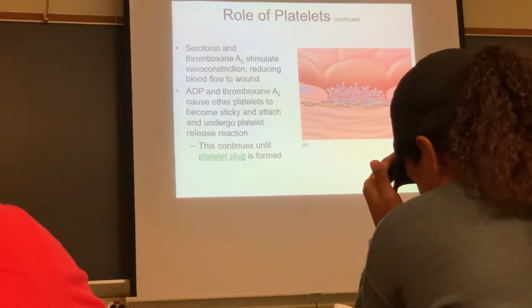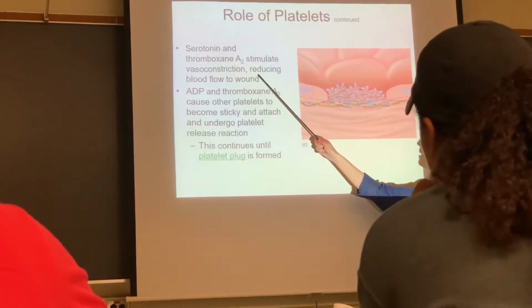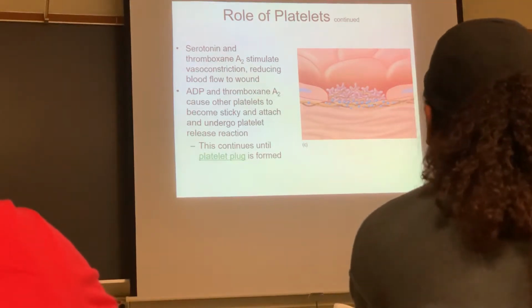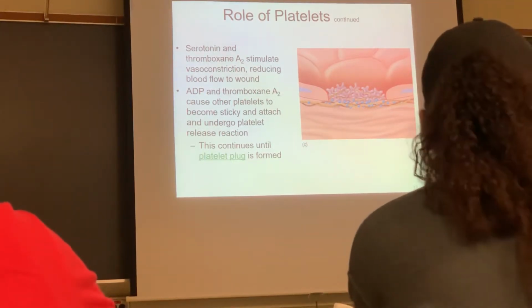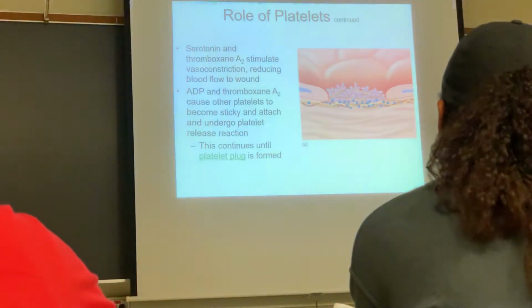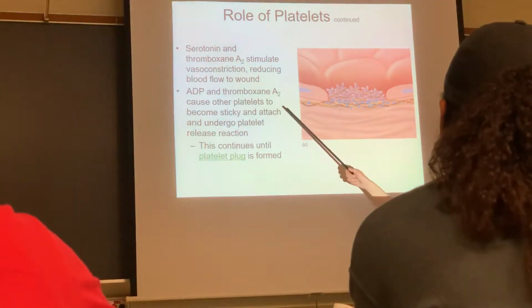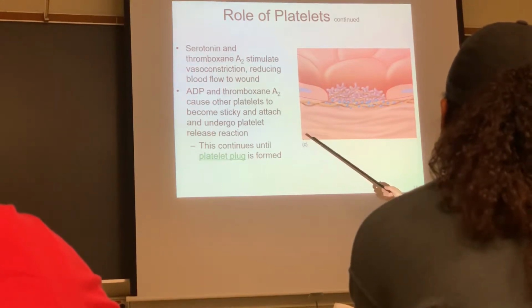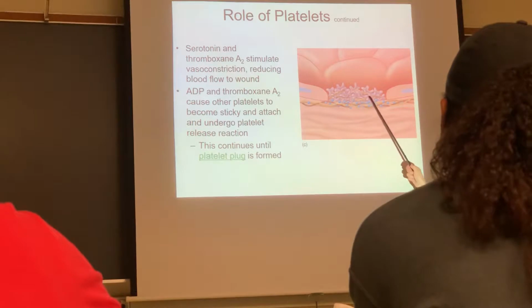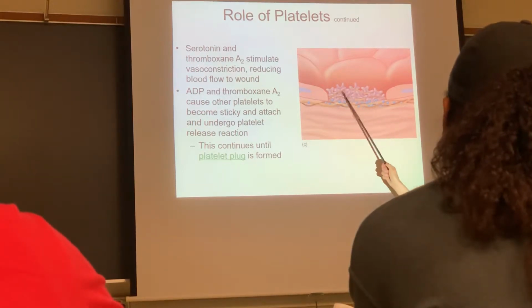So what do these chemicals do? Well, serotonin and thromboxane A2 are going to constrict the blood vessel, because this way we slow how much blood is going to the area of damage so we don't hemorrhage as quickly. ADP and thromboxane A2 are going to cause other platelets to become sticky and attach and undergo the platelet release reaction, which we just described. And this continues until we get a nice little plug that stops the bleeding from going on.